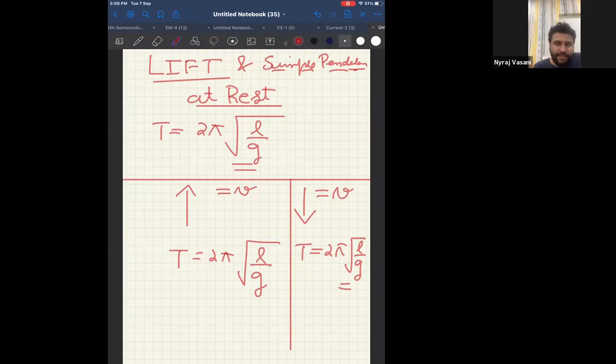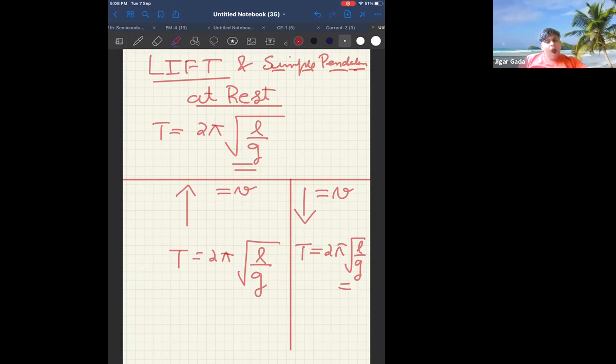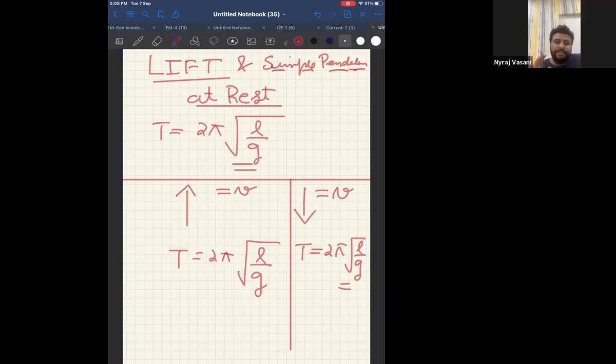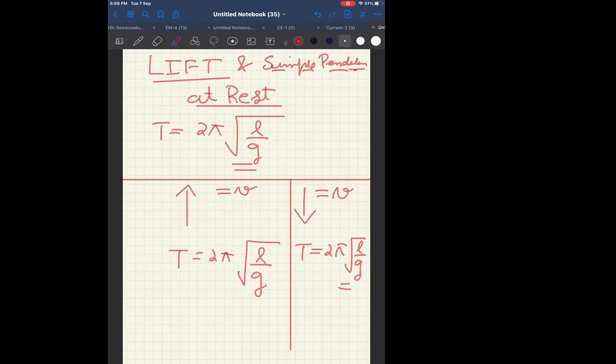We have taken 3 cases of a lift. One is at rest, one is going upward with constant velocity, and one is going downward with constant velocity. And the time period is 2 pi under root L by G in all of them. Is it clear? Yes, sir.